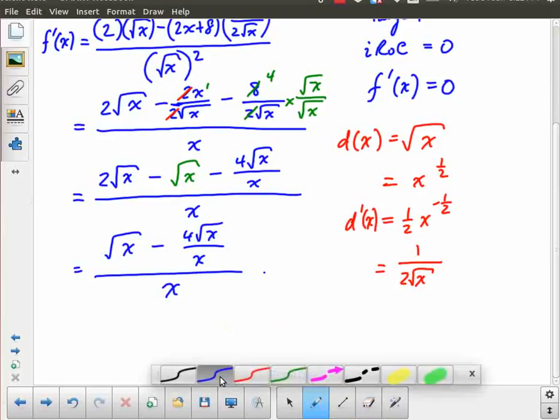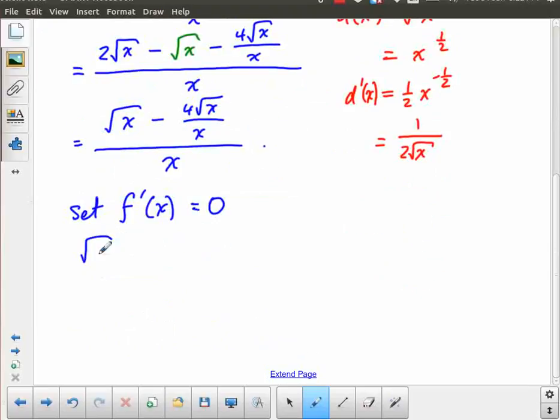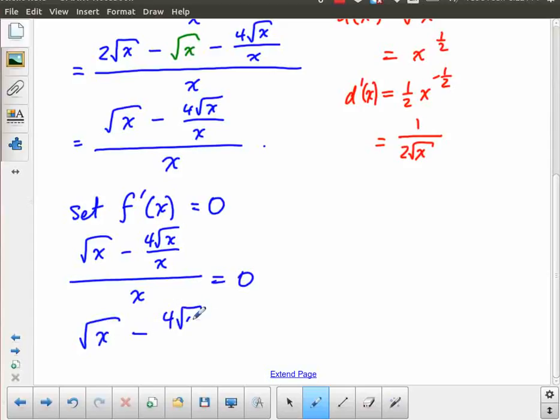And so that's what I'm going to do now, which is I'm going to set f prime of x equal to 0, and I'm going to solve. So I get square root of x minus 4 root x over x, divided by x, equal to 0. Now there's no way that this denominator can result in this being 0. So what I'm going to do is multiply both sides by x, and I end up with square root of x minus 4 root x over x equal to 0.